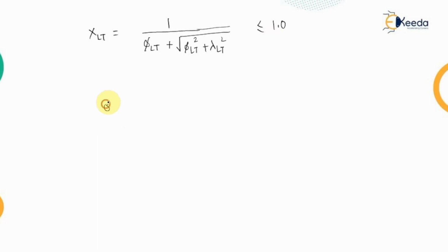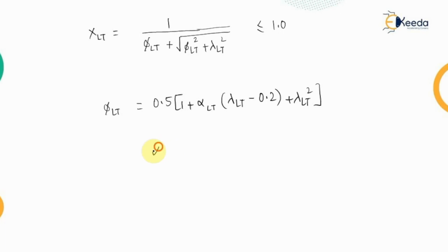Now this phi LT, which is another reduction factor, is given by the relation 0.5 into 1 plus alpha LT, that is the imperfection factor for the lateral torsional buckling, into the slenderness ratio for the lateral torsional buckling minus 0.2, plus lambda LT square. This complete term gives us the value for the phi LT.